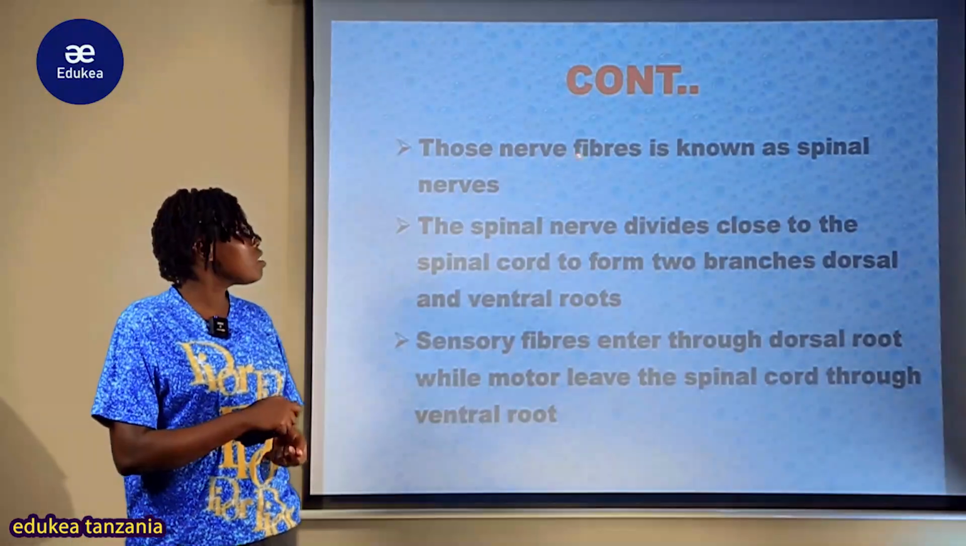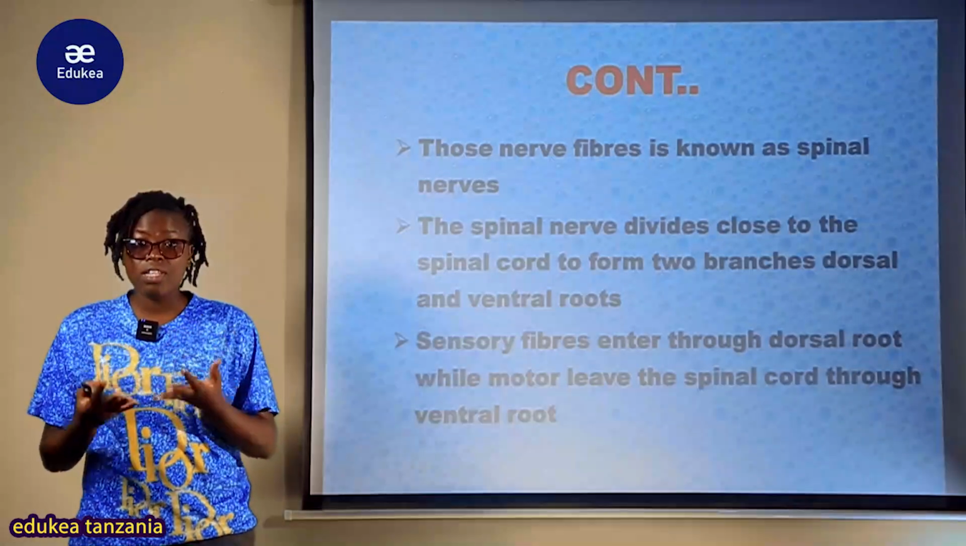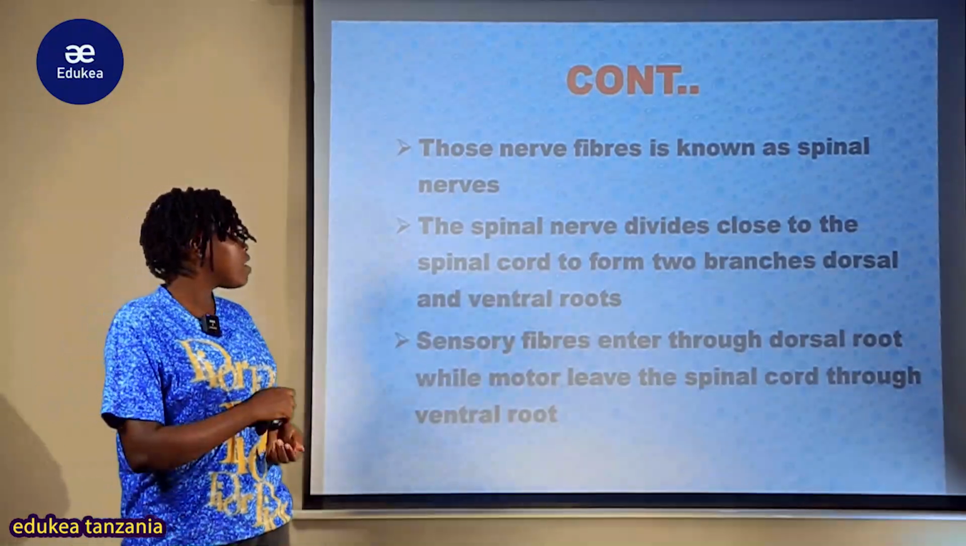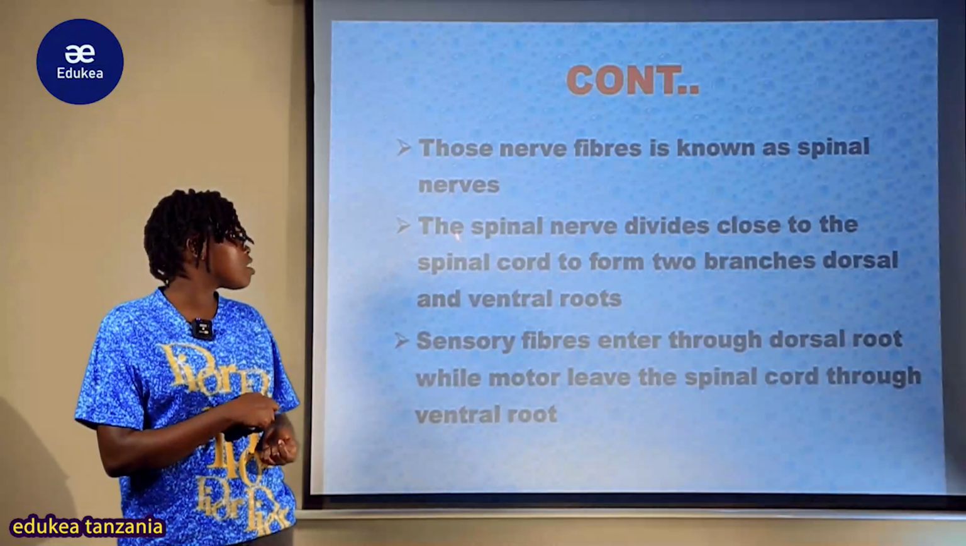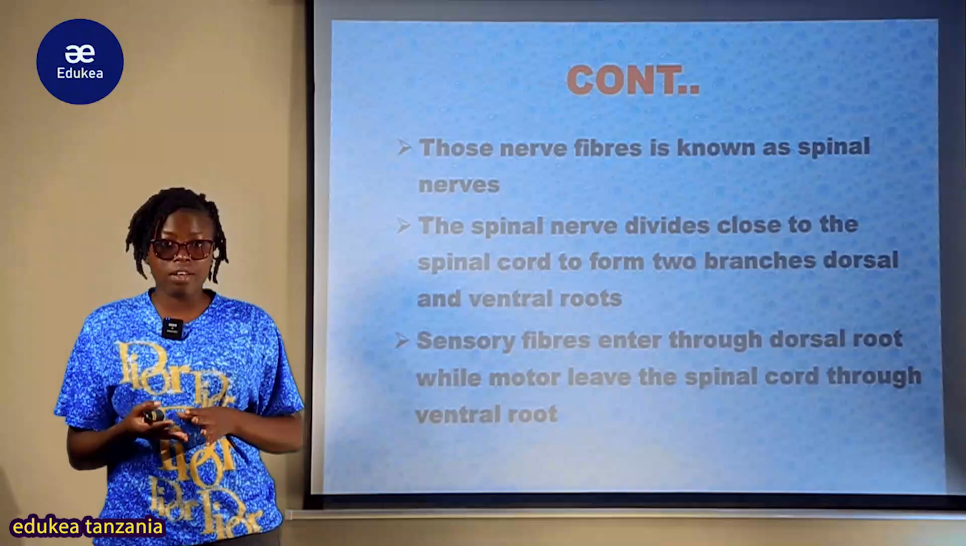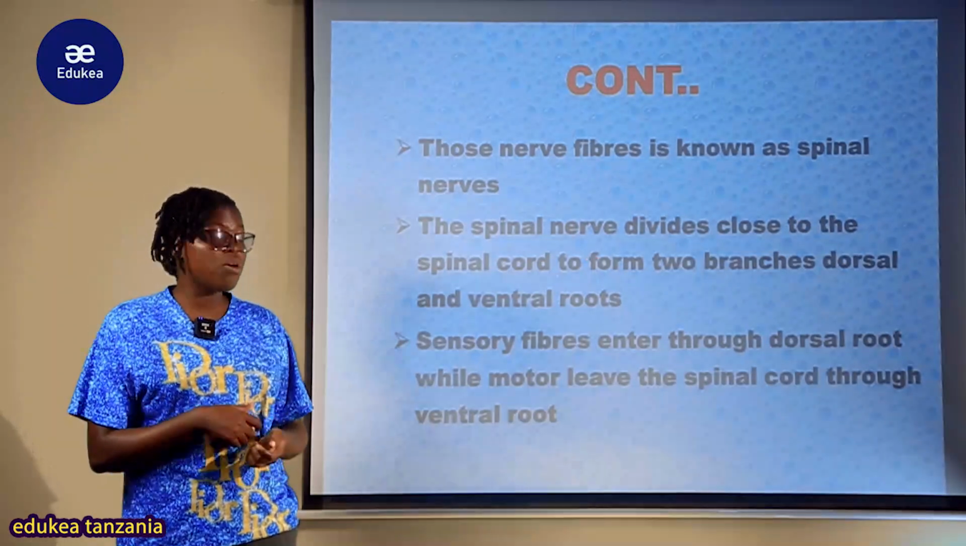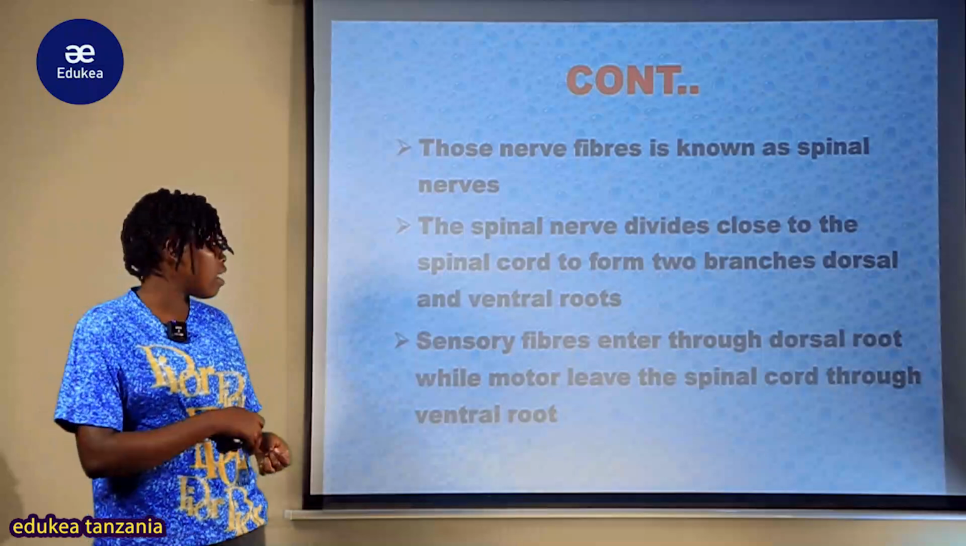Also, those nerve fibers are known as spinal nerves. So the spinal nerves divide close to the spinal cord to form two branches, the dorsal and ventral roots. So these spinal nerves divide close to the spinal cord to form branches which are the dorsal and ventral roots.